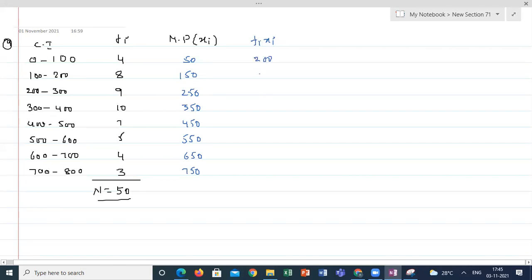150 into 8 is 1200, 250 into 9 is 2250, 350 into 10 is 3500, 450 into 7 is 3150, 550 into 5 is 2750, 650 into 4 is 2600, 750 into 3 is 2250.